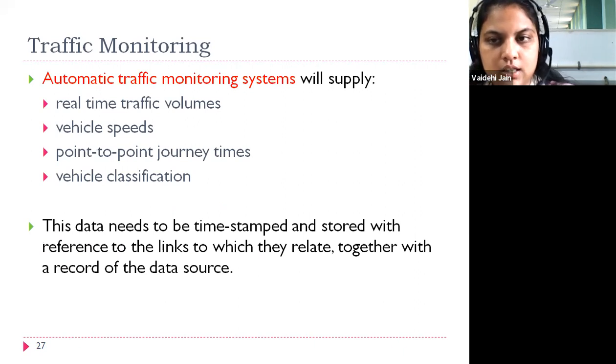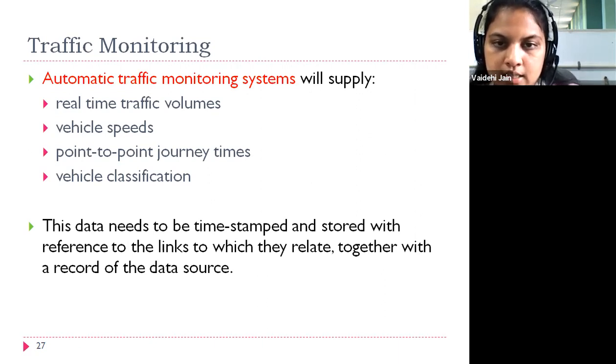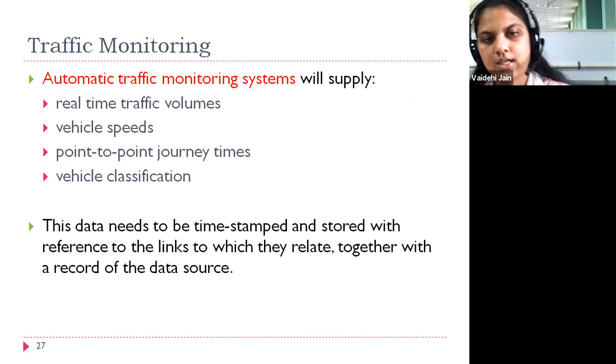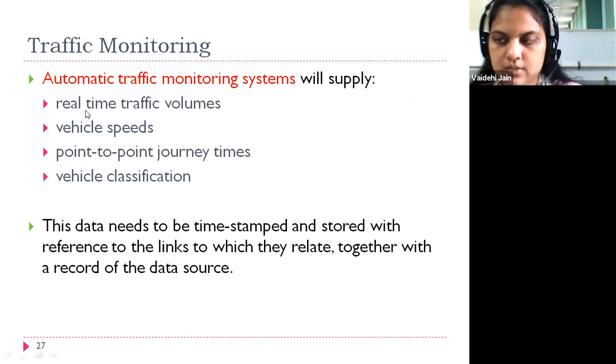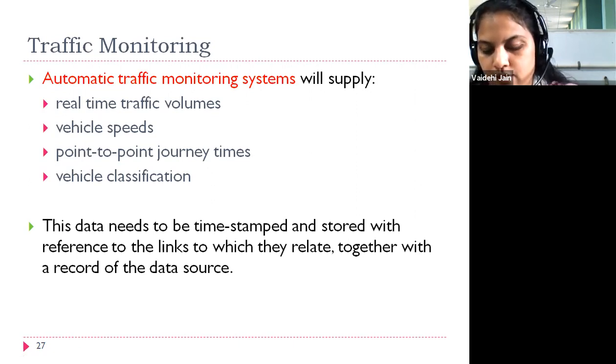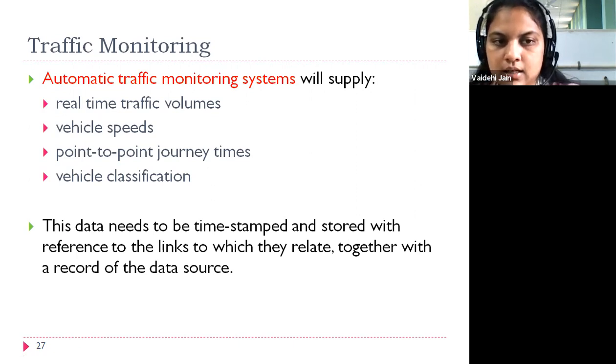So the automatic traffic monitoring system, the intelligent transport system which we want to apply, will supply you the real-time traffic volume, vehicle speed, point-to-point journey times, and the vehicle classification. These four data are very useful. We need these four data with very good accuracy and in real time. So if you provide the intelligent transport system there, it will provide this real-time data: vehicle speed, journey time, and classified vehicles.